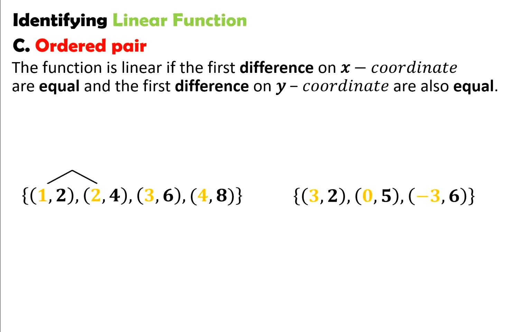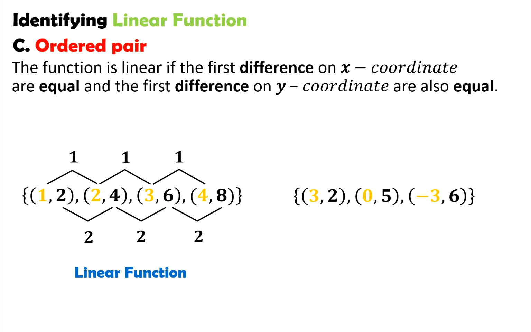So, for example, kunin lang natin yung difference ng mga domain. So, yung mga domain natin is 1, 2, 3, at 4. So, kunin lang natin yung difference ng bawat isa. So, 2 minus 1, 1. 3 minus 2, 1. 4 minus 3, that is 1. Tapos, yung difference din ng range natin. So, yung difference niya is 2, 2, at 2. Ngayon, dahil the same yung domain, yung difference niya, at the same din yung difference ng range, it means na ito ay linear function. So, ganun lang.